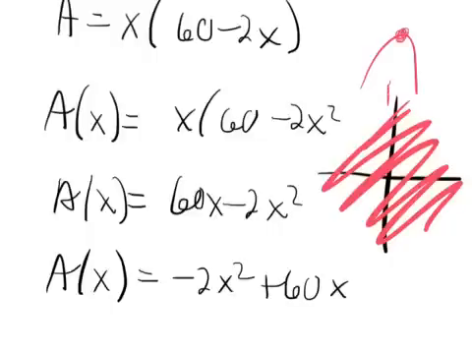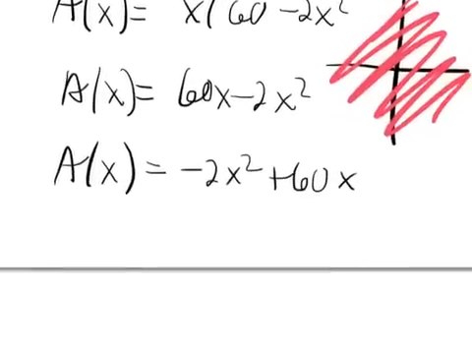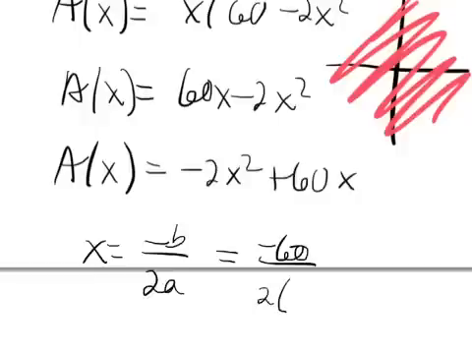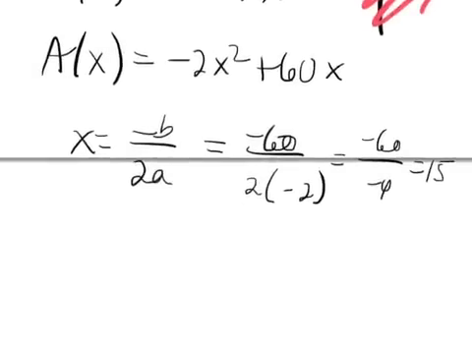Remember, the maximum value has the axis of symmetry running through it. So let's go ahead and look for the axis of symmetry. We'll work our way backwards. To get the max, we need the axis of symmetry. So let's find that. Remember that the axis of symmetry is x equals negative b over 2a, which is negative 60 over 2 times a, which is negative 60 over negative 4, which is positive 15. That tells us that the x value for this garden is 15 meters when it's at a maximum area.